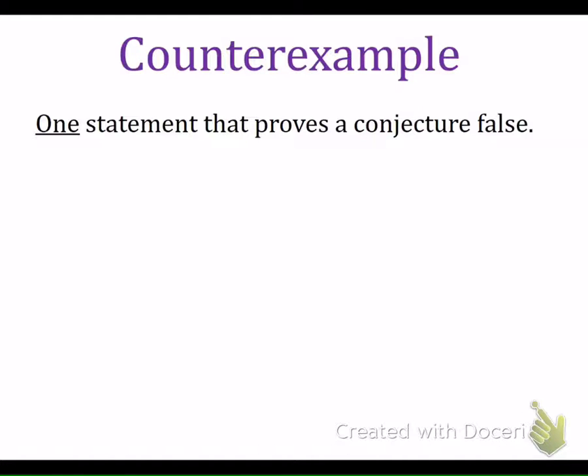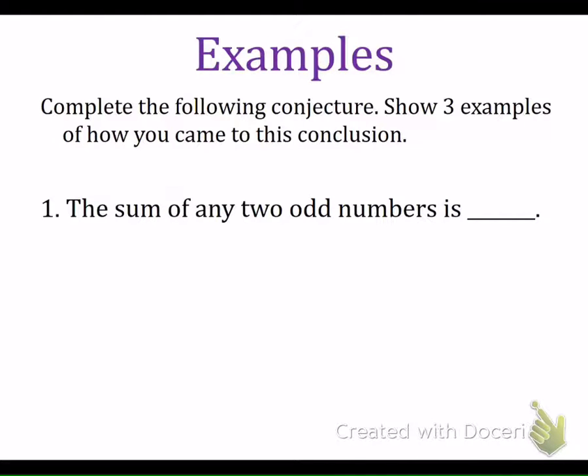Hold on. All right, here's our first example. So it says, complete the following conjecture. Show 3 examples of how you came to this conclusion. So the sum of any 2 odd numbers is blank. We're going to try to finish that statement and come up with some examples to support why we came up with that.